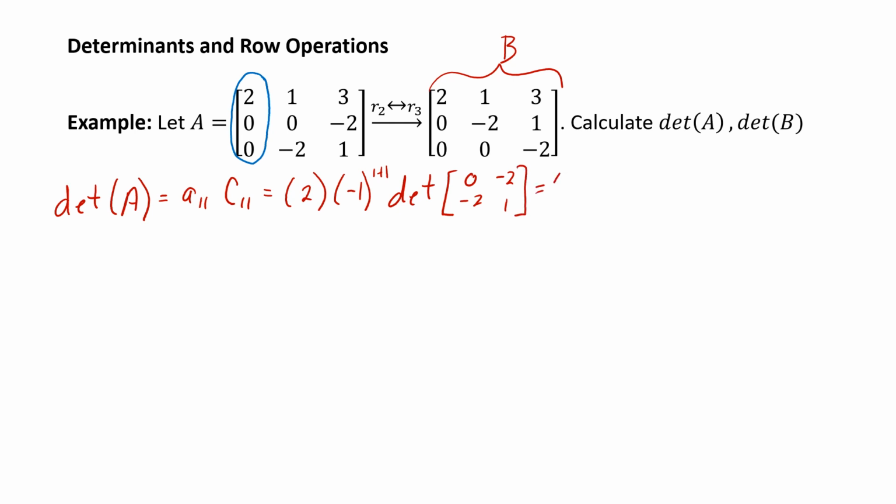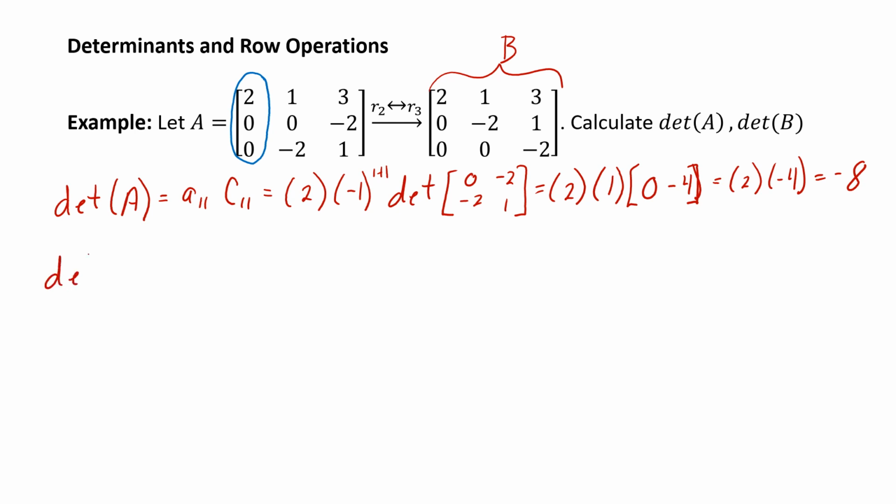So what does that give me? 2 times 1 times the determinant. That gives me the determinant of 0 minus negative 2 times negative 2, which is minus 4. So that gives me 2 times negative 4, which is negative 8. There's my determinant of A.